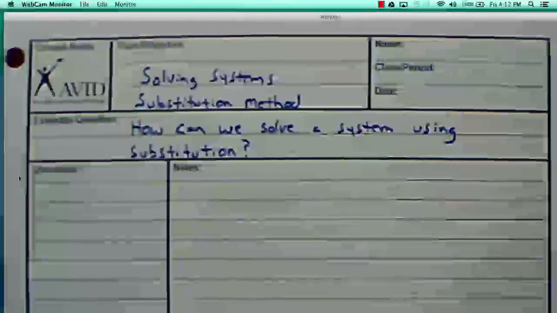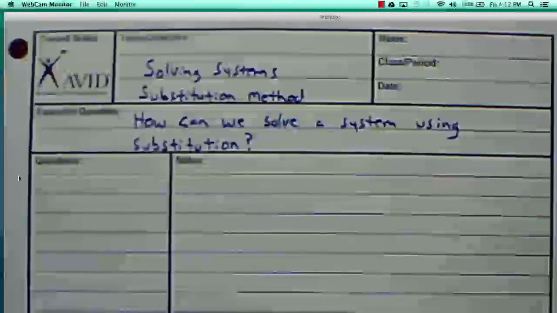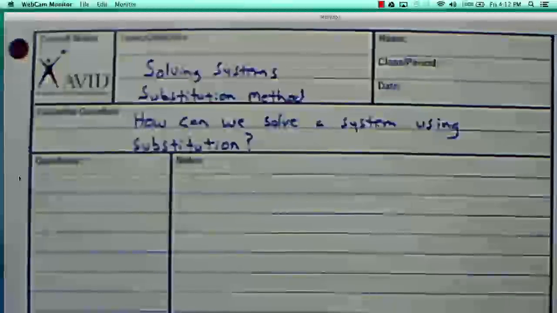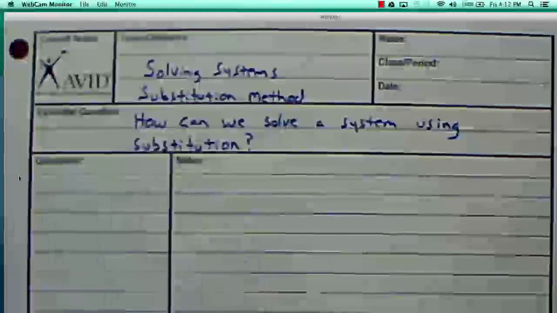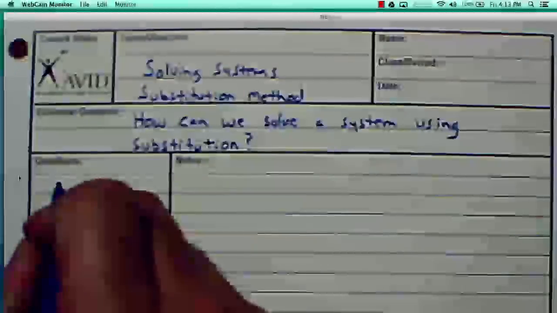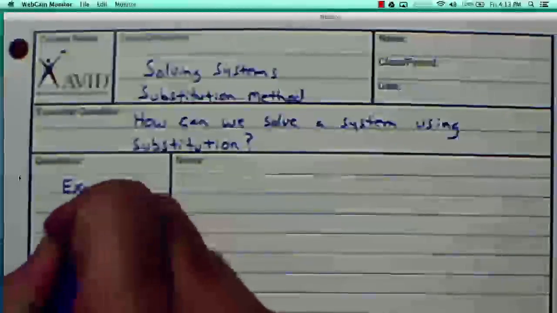In this video, we will be looking at solving systems using the substitution method. Our essential question: how can we solve a system using substitution? Let us start with an example problem.